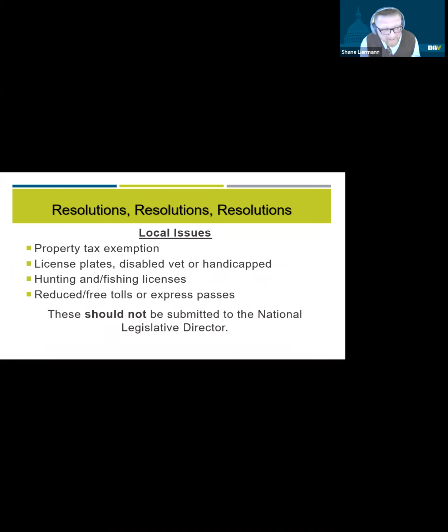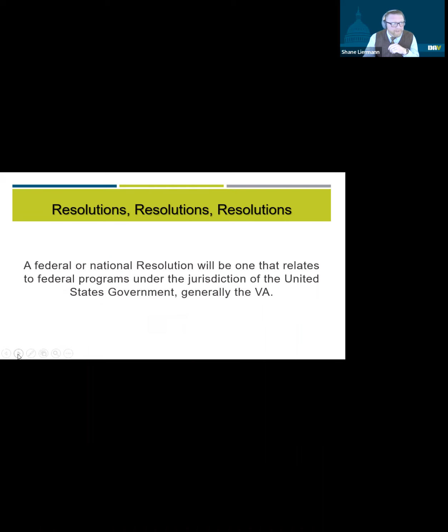These should not be submitted to the National Legislative Director. Why? Well, these are local issues or within your state that the national organization doesn't have jurisdiction over. We need to make sure we're keeping them specific to national level issues. And a federal or national resolution or issue will be one that relates to federal programs under the jurisdiction of the United States government, and generally, for our purposes, the VA or Department of Veterans Affairs.